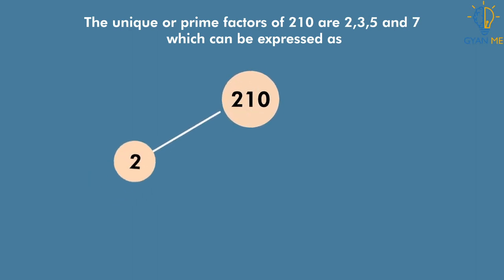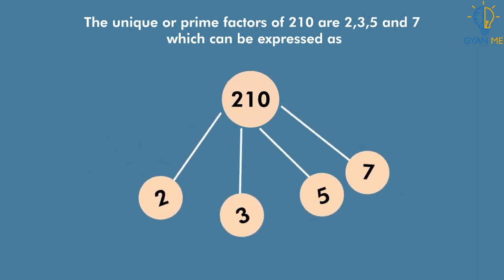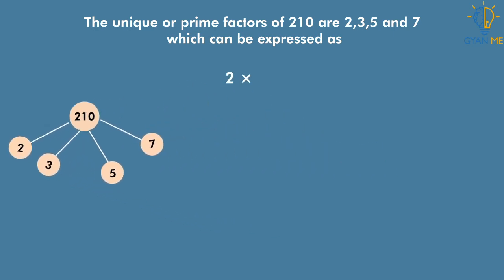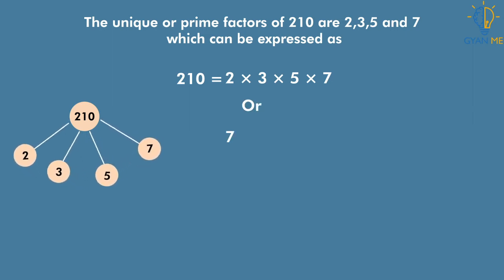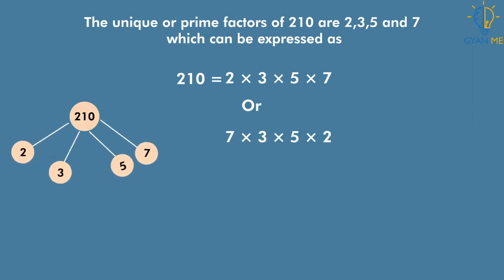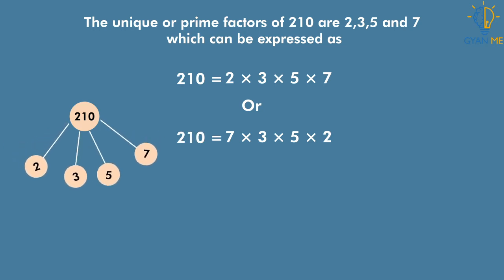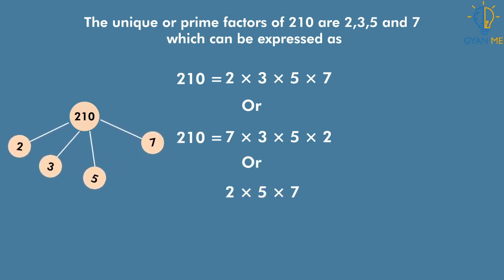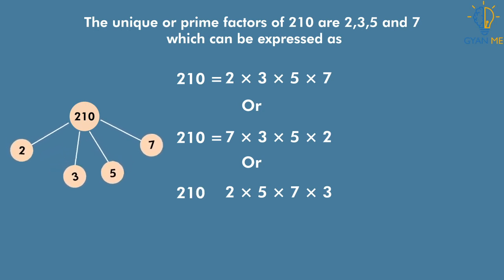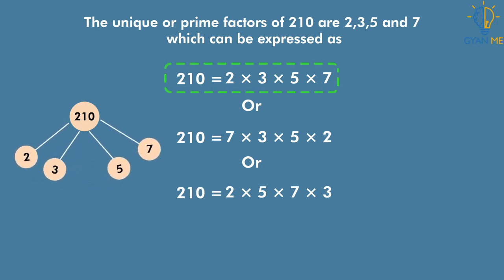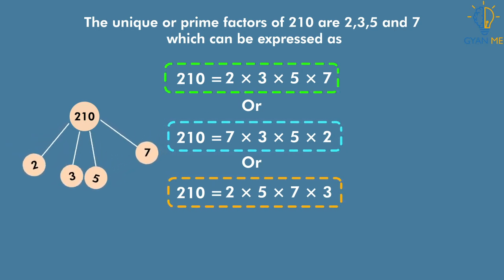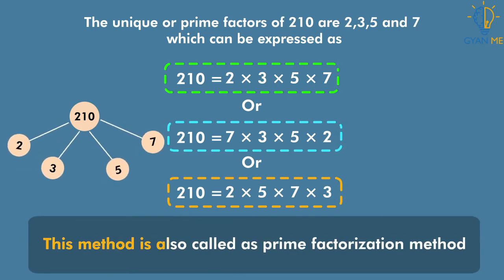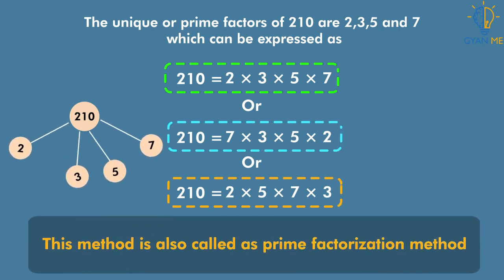For example, the unique or prime factors of 210 are 2, 3, 5 and 7, which can be expressed as 2 multiplied by 3 multiplied by 5 multiplied by 7 equal to 210, or 7 multiplied by 3 multiplied by 5 multiplied by 2 equal to 210, or 2 multiplied by 5 multiplied by 7 multiplied by 3 equal to 210, and so on. Observe that in whichever order we write the factors, this set of prime factors always remains same, that is unique. This method is also called as prime factorization method.